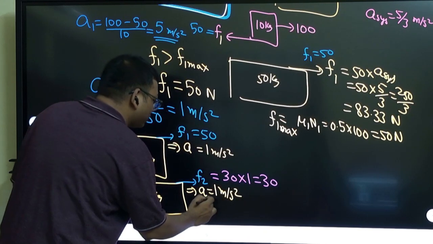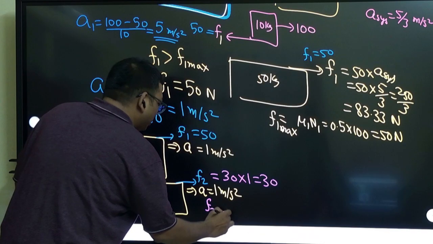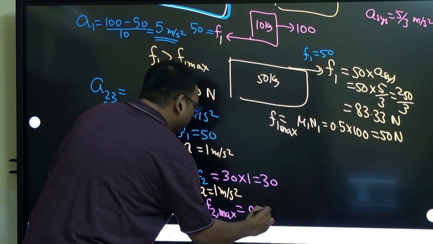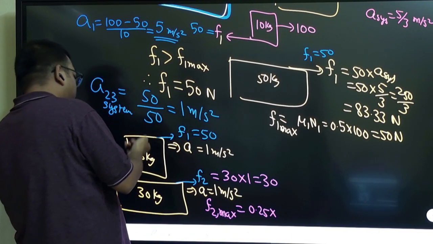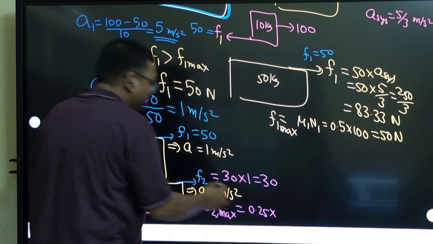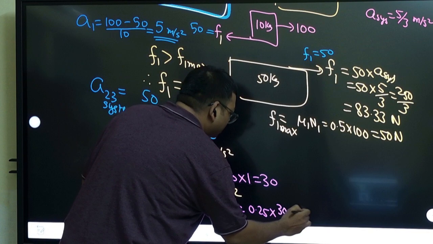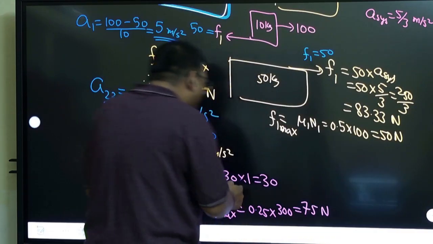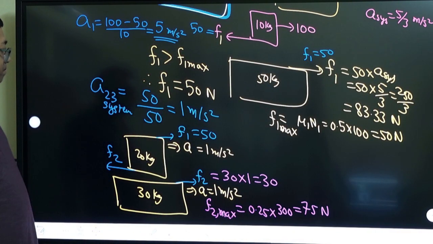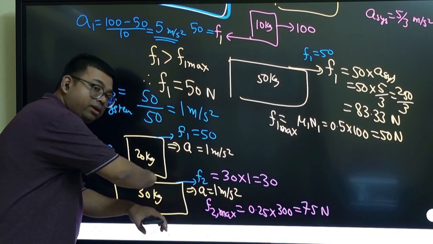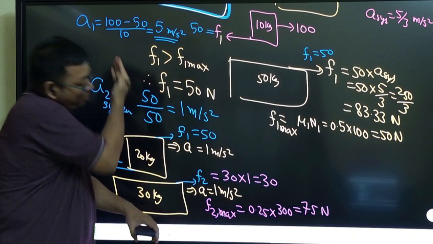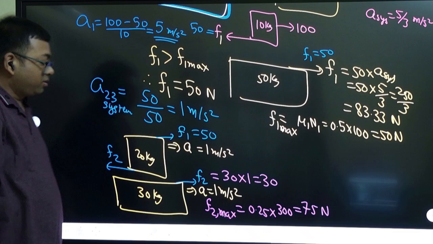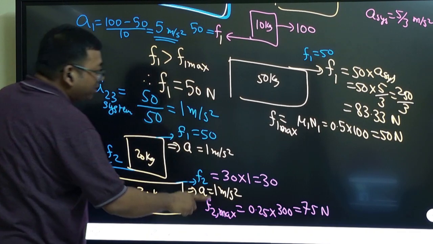But what is maximum value of F2? What is maximum value of F2? 0.25 into the normal. Normal means total weight. So 10 plus 30, 10 plus 20, 300, right? So how much it was? 75. 75 Newton. Now see, total means normal we are taking here, note. Here normal means above this. Above this means 10 and 20 both you have to take. Normal. Okay. So that normal we have to take.